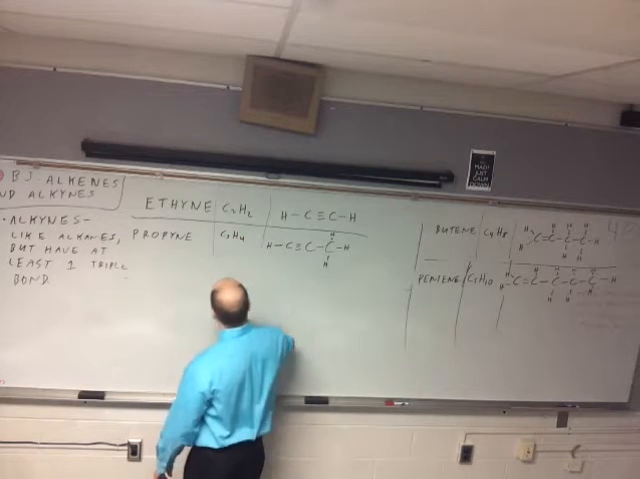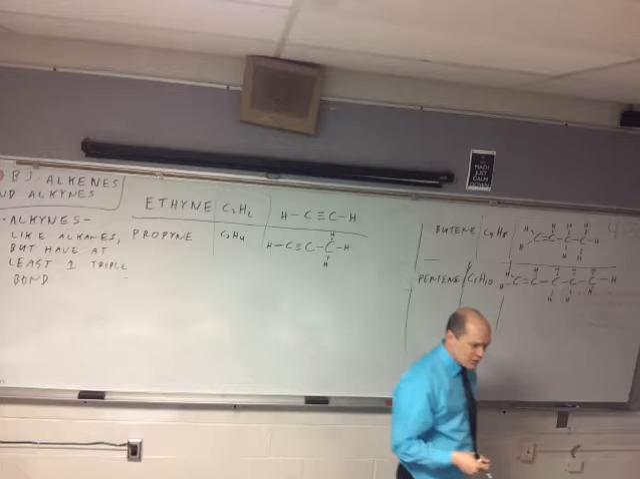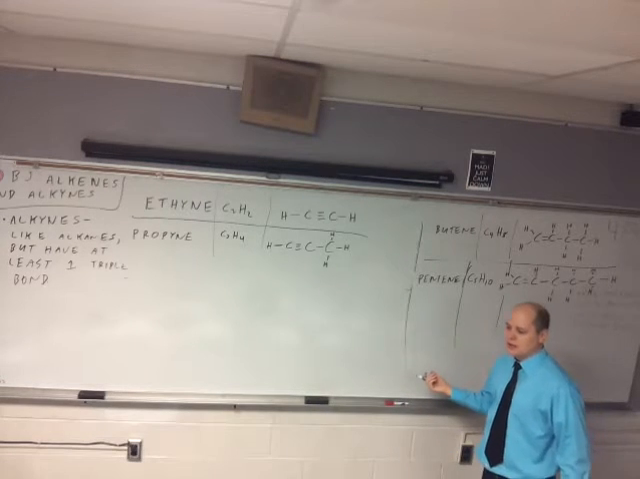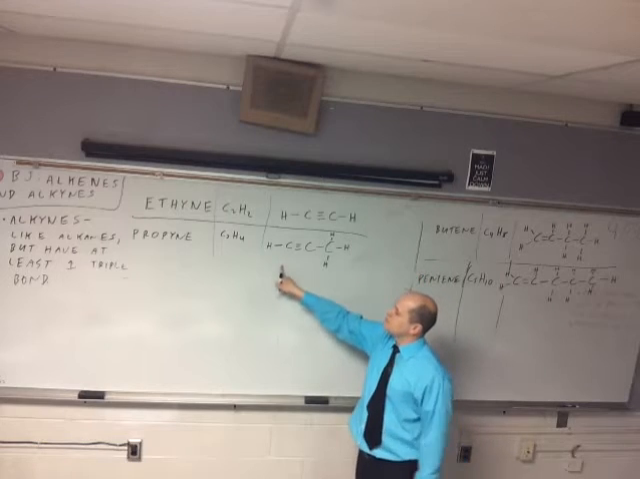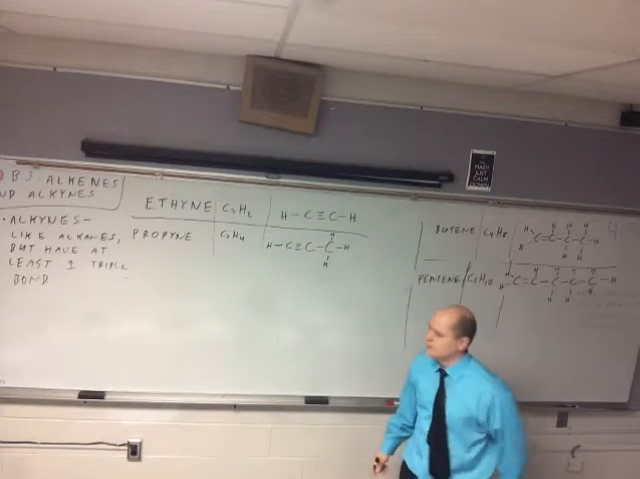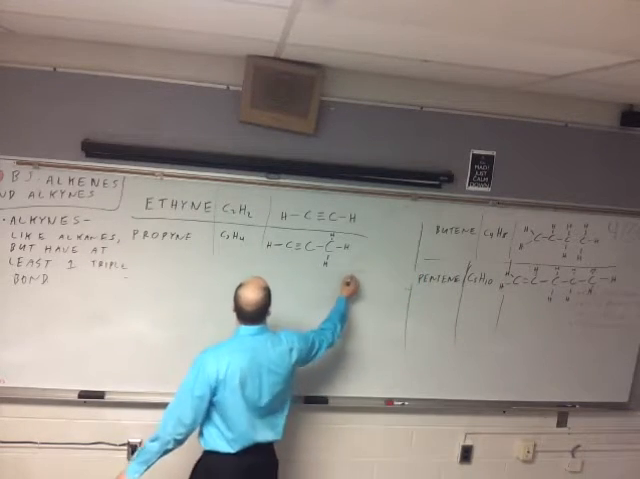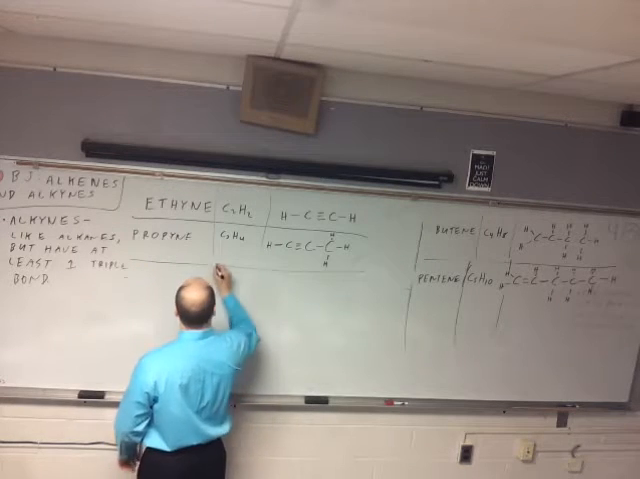If you like math and you want the formula, remember for alkanes you double the number of carbons and add 2. And then for the alkenes you just double the number of carbons. For the alkynes you double the number of carbons and subtract 2. So that's what the formula is. Let's do butyne.